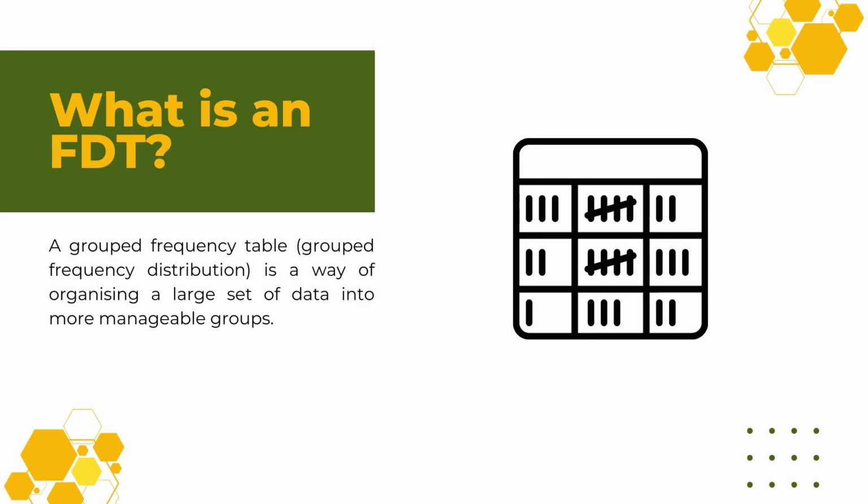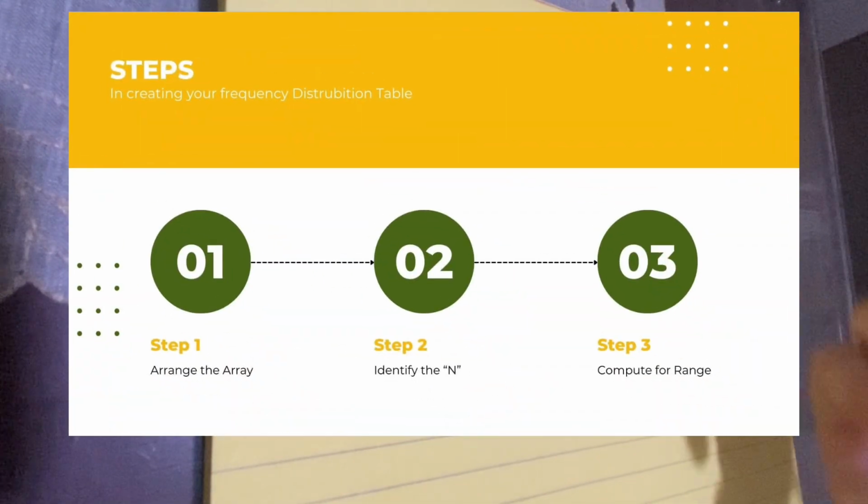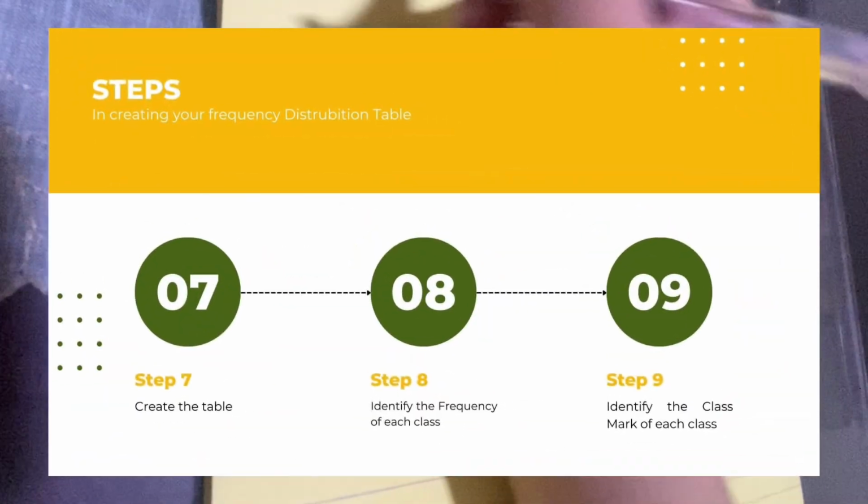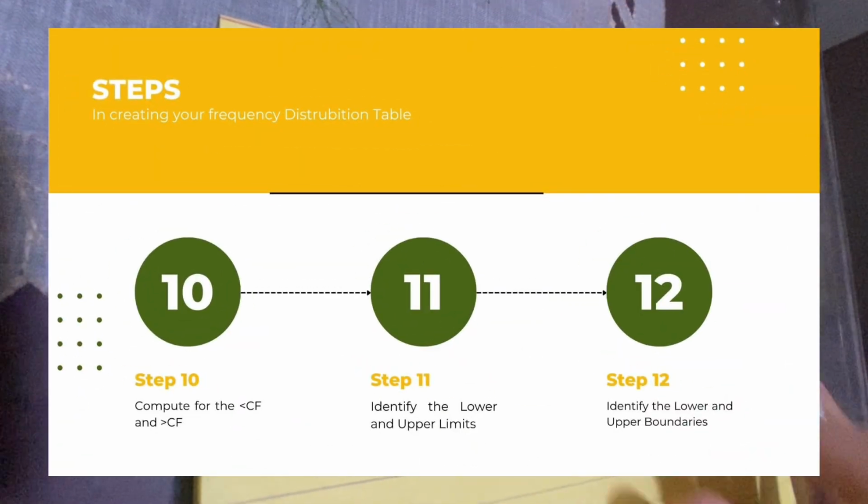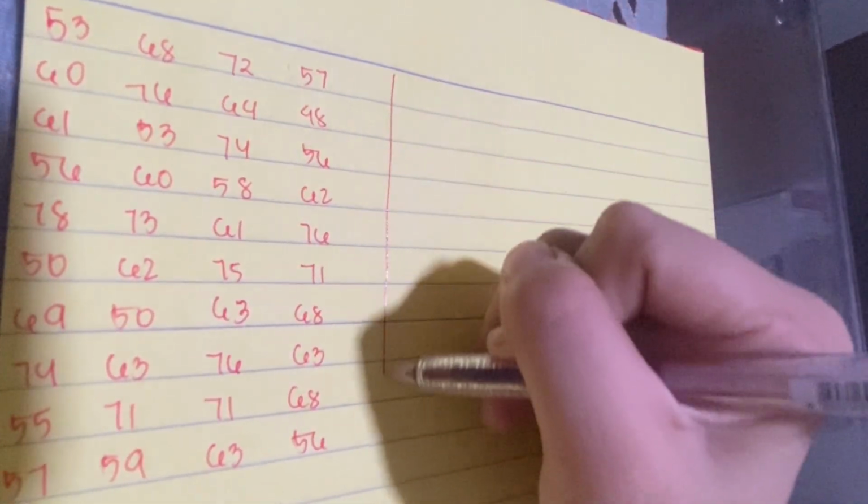It shows how often each group or range of values occurs in a dataset, helping us spot patterns or trends more clearly. It's especially useful when working with a large amount of data. We will follow 14 simple steps and I will guide you through each one. Let's get started. Let's say that this is your raw data.